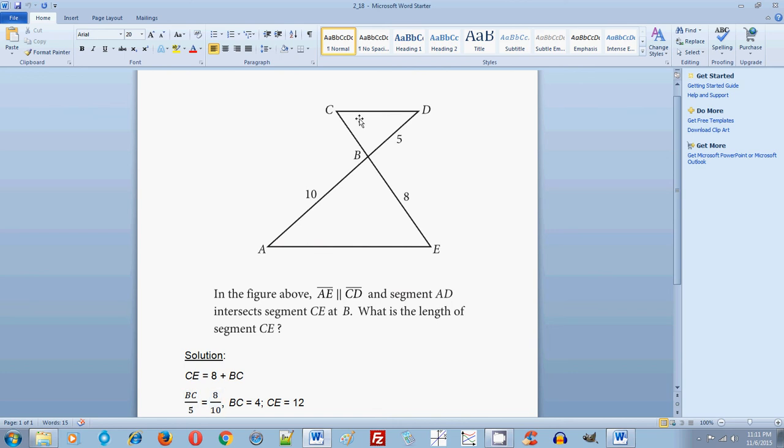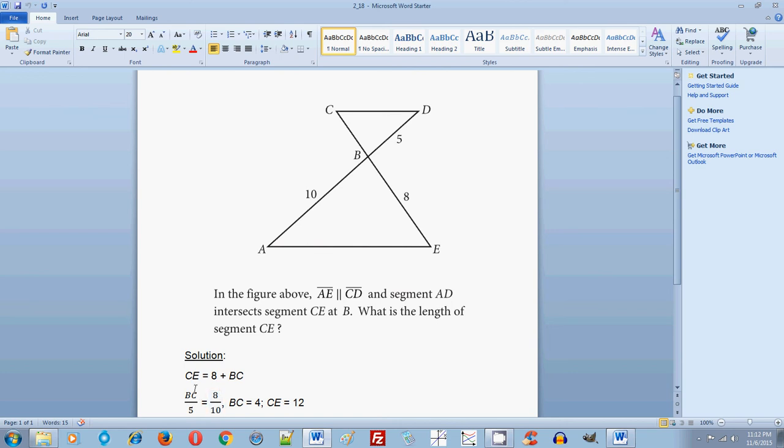And remember that BA is not similar to BC. BE is similar to BC. Why? Because they're connected by the alternate interior angles that are equal. That's why we have to relate BC and BE. Right? So you have to set up your fraction correctly using similarity.